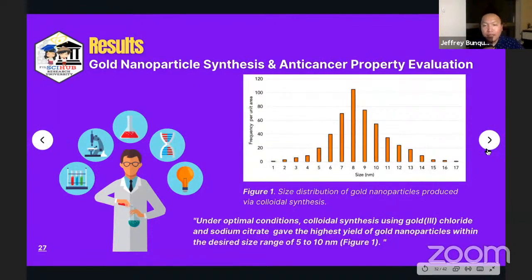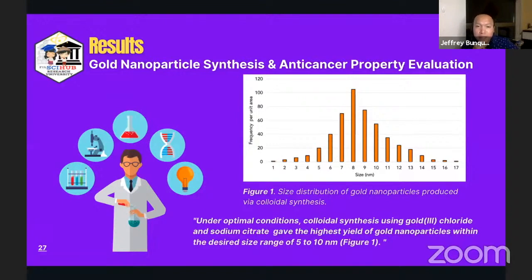So for example naman, this is a figure showing the size distribution of gold nanoparticles that you can produce via colloidal synthesis. So you present the data in the form of a graph. So sa halip na table, you can summarize things kasi dito makikita nyo, okay, ang target mo is 5 to 10 nanometers. So makikita mo na yung frequency ng 5 to 10 nanometers in comparison to the other sizes of nanoparticles, doon pinakamataas ang frequency. So that means na, okay, na-achieve niyo yung target. Mataas yung yield ng target size niyo.